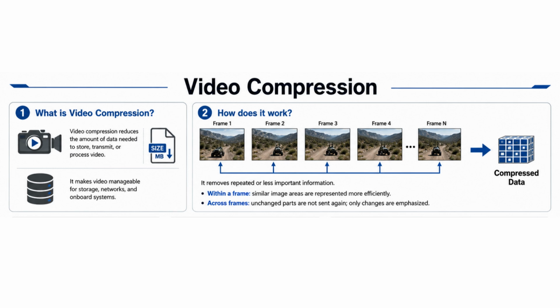Now, how does video compression work? A video is made up of many individual frames. In most cases, large parts of the scene remain similar from one frame to the next. Compression identifies this repeated information and avoids storing or transmitting it again unnecessarily. It can also simplify similar areas within a single frame. As a result, the system mainly focuses on the important changes, such as the movement of the UGV, another vehicle, or a person in the scene. This significantly reduces the overall amount of video data.